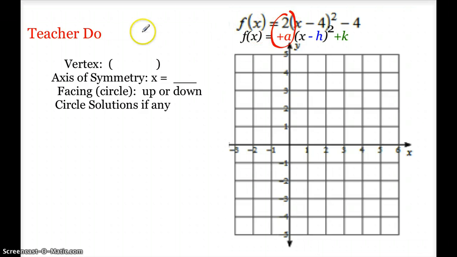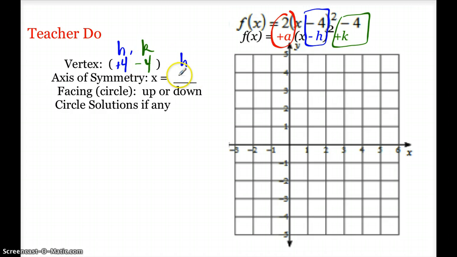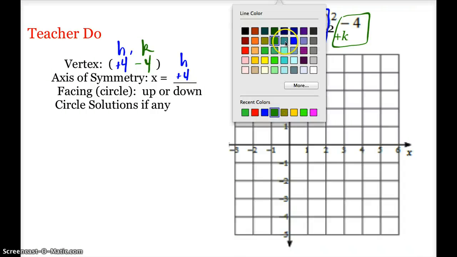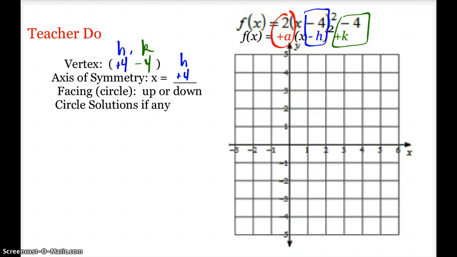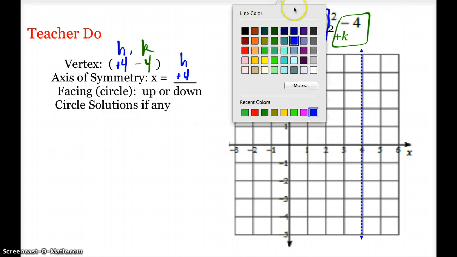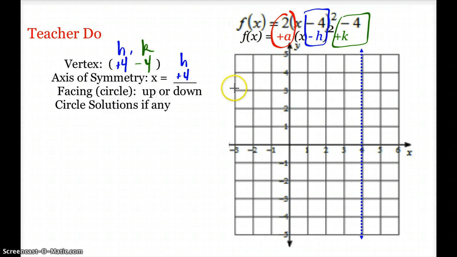Okay. So let's start with our h, comma, k. And in this case, our h value is not negative 4. Remember, always the opposite of h is going to be positive 4. Our k value can stay the same, negative 4. Our axis of symmetry is our h value. It's a positive 4. I'm trying to keep these color coordinated all the way through so you won't get confused. So here is our axis of symmetry, which is 4, and then in green this should be our k value, which is negative 4, and it's facing up.